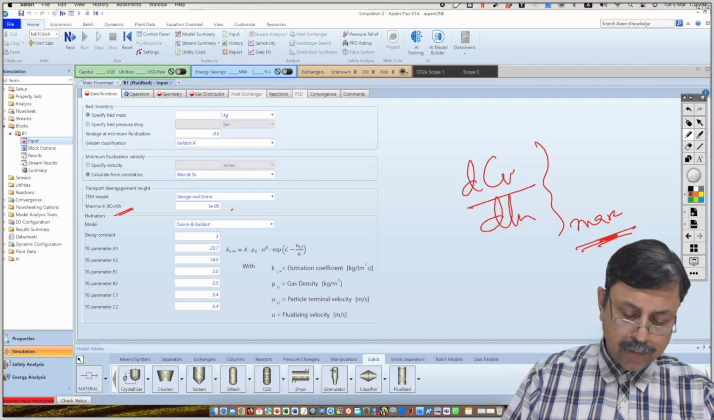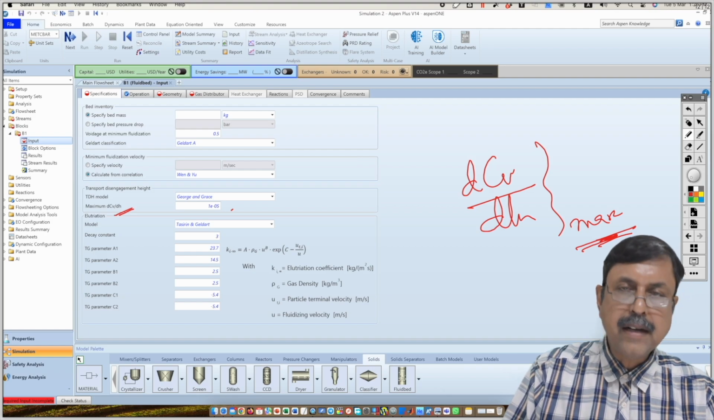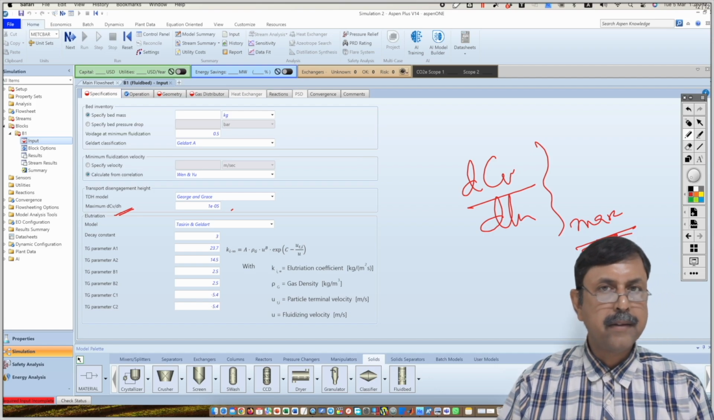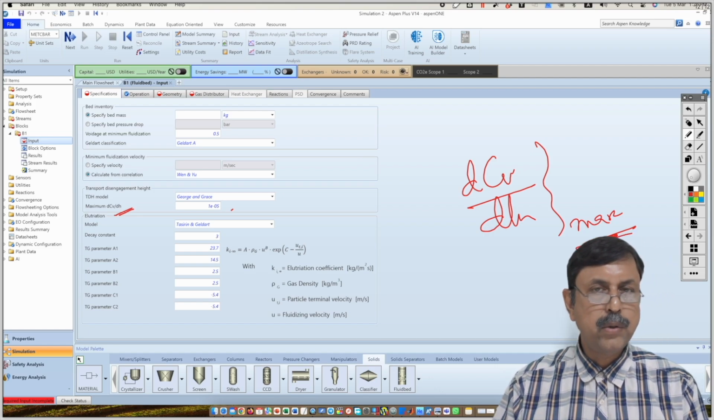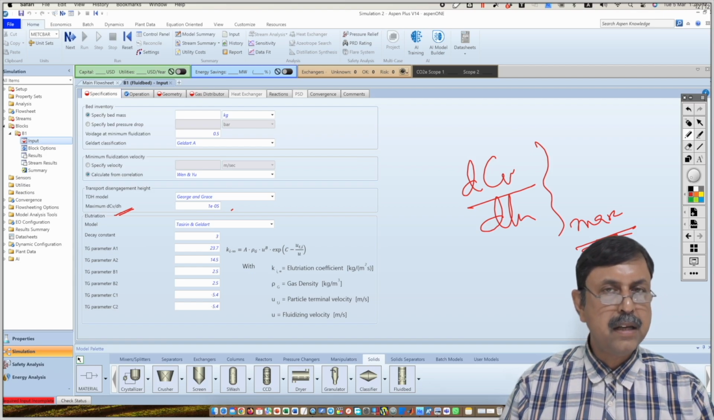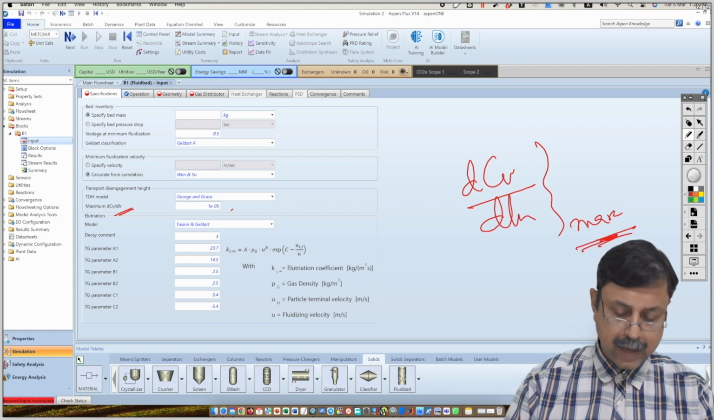Okay, so there is a default value of 1 into 10 to the power minus 5. This default value you can use if you do not have any information, or if you have any information you can type in those values.